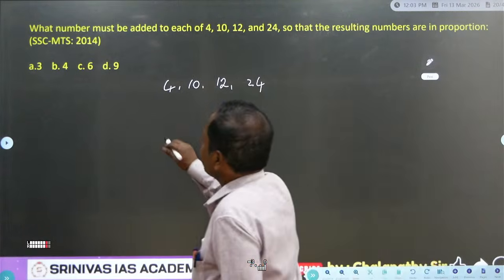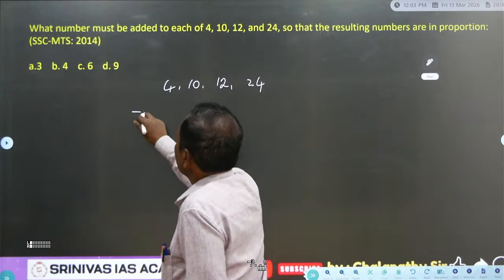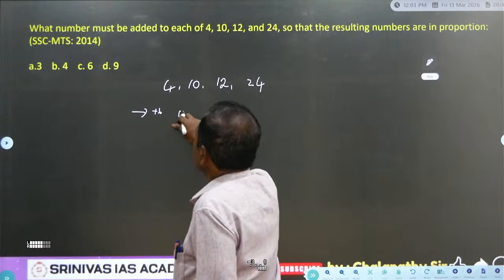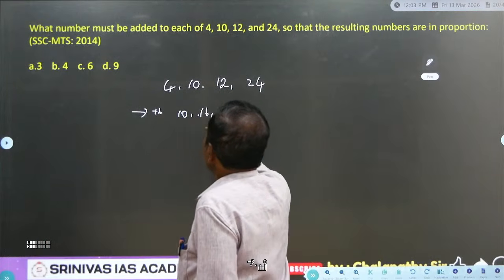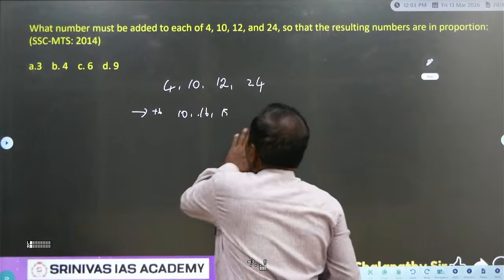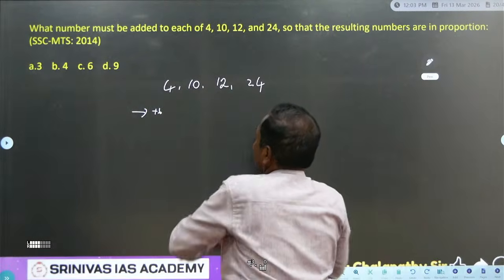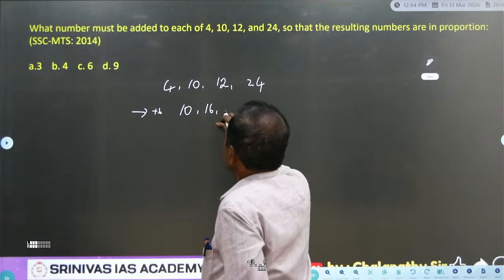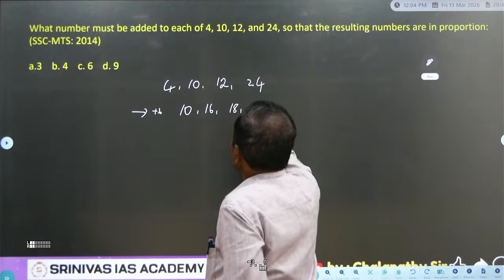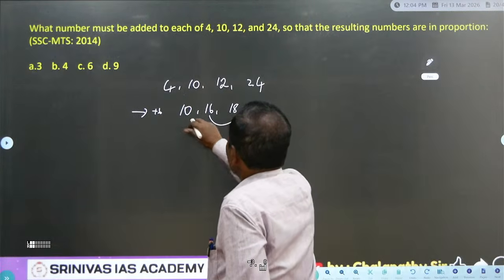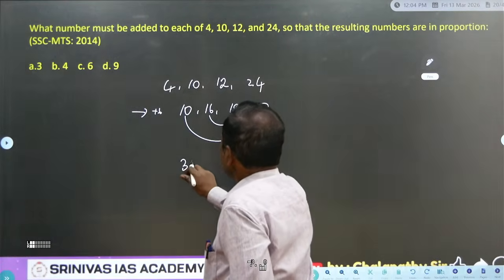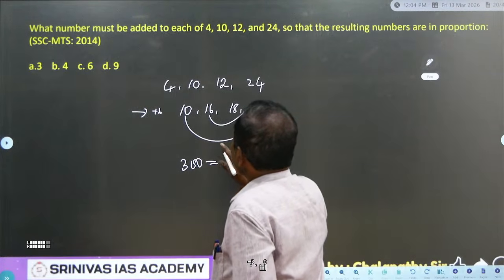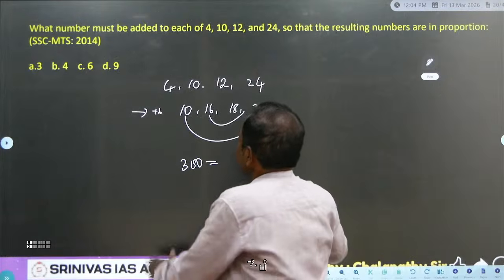If you add 6, it means this becomes 10, 16, 18, 30. This is also not possible, no? 10, 16, 18. So 4 is not possible, no?